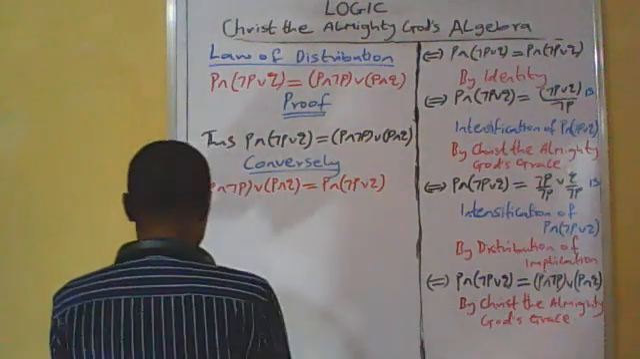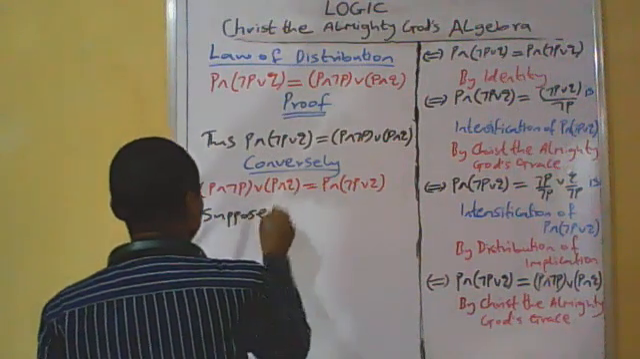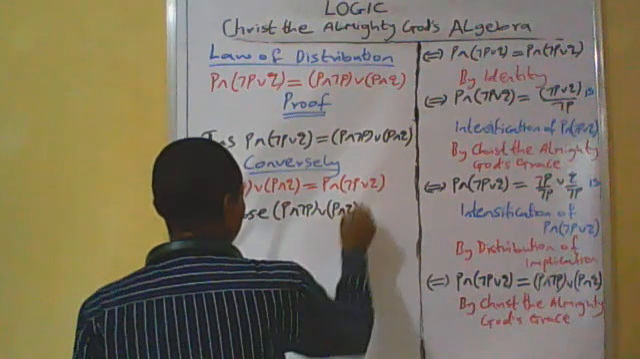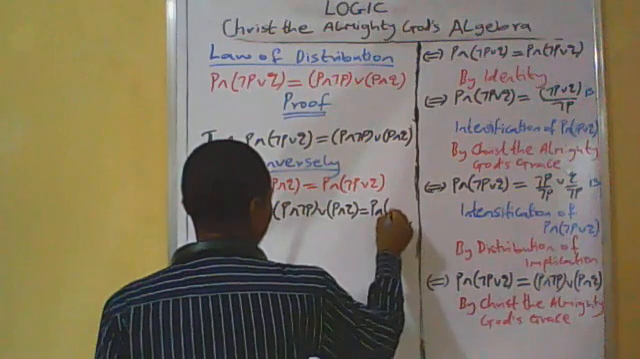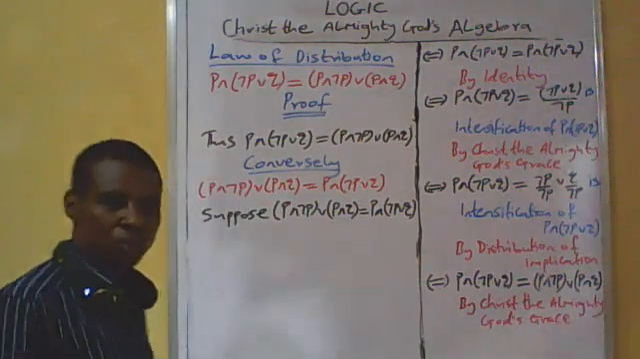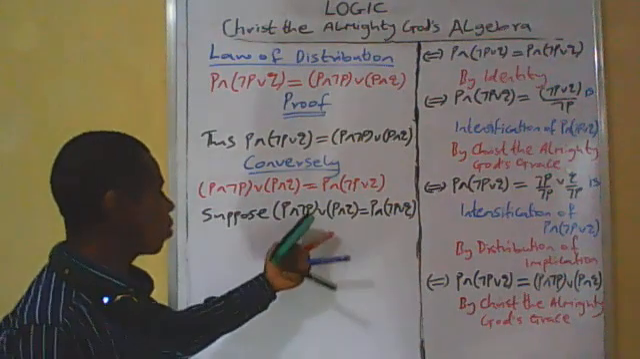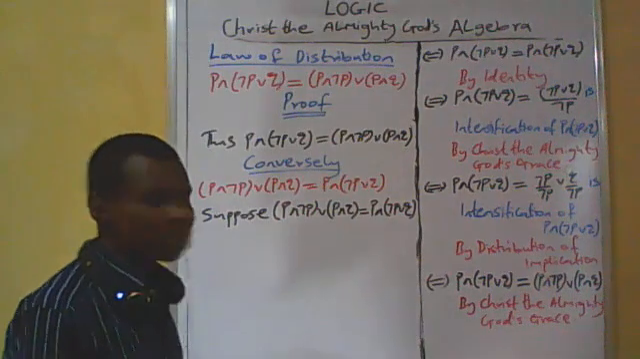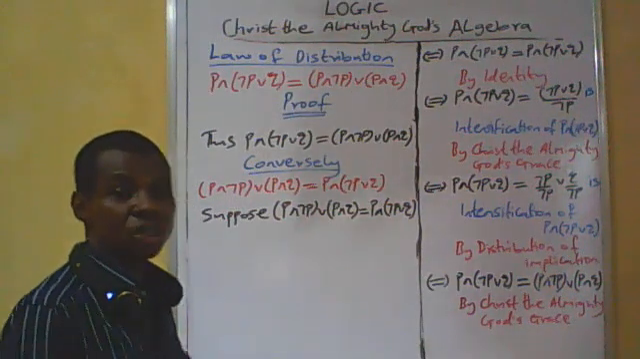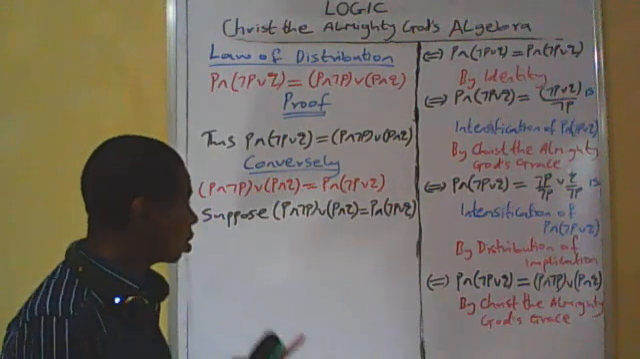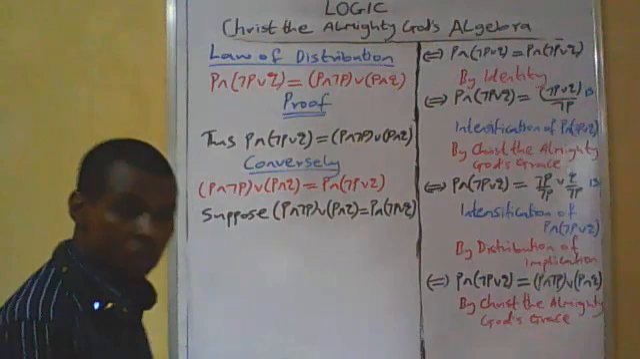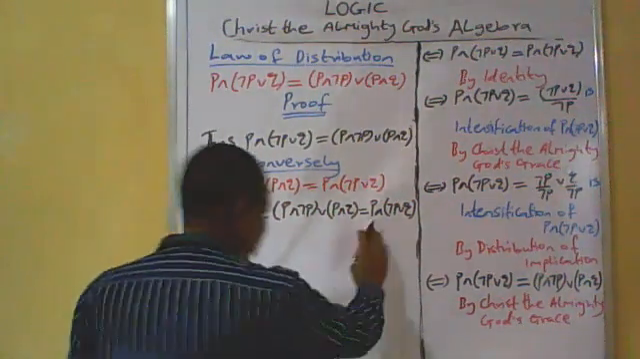So we say that suppose (P and not P) or (P and Q) is equal to P and (not P or Q). So we assume that statement is true, and we say that whenever the right side of the equation is true, also the left side is true. Whenever the left side is false, also the right side is false. We say that it is equivalent, it is equal. That means the equation is logically equivalent. So if this is true, this must also be true. You're going to transform it to a biconditional statement.